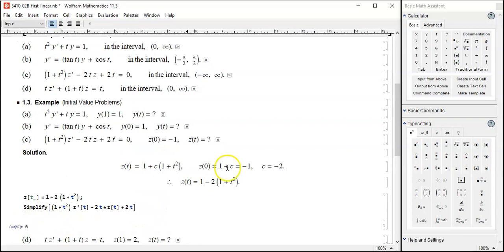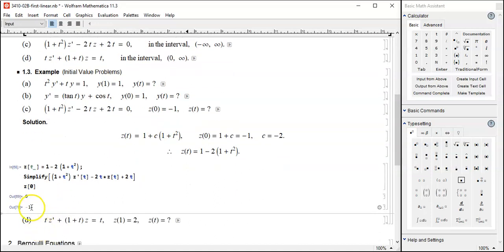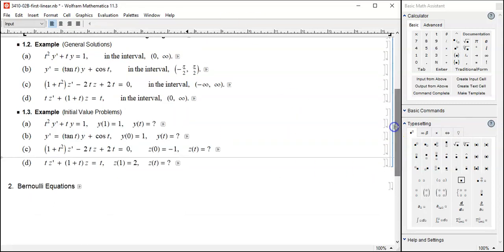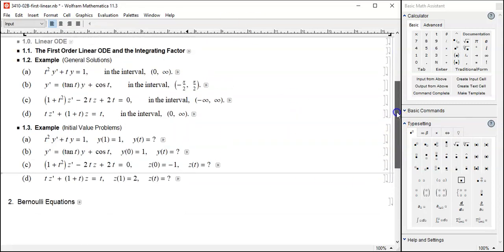Also, I'd like to check if it satisfies the initial condition. What is z of 0? And z of 0 is negative 1. Yes, indeed, everything fits. As for the other, well, left to the students.